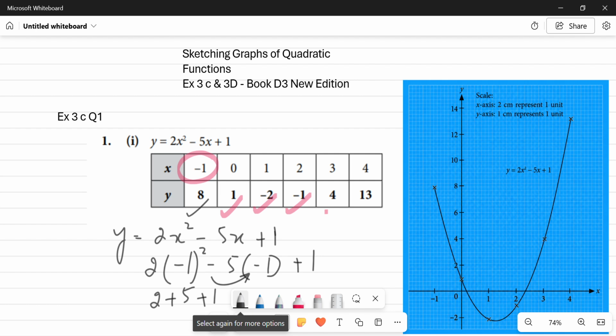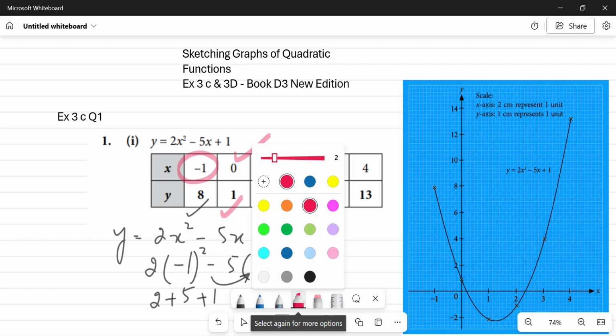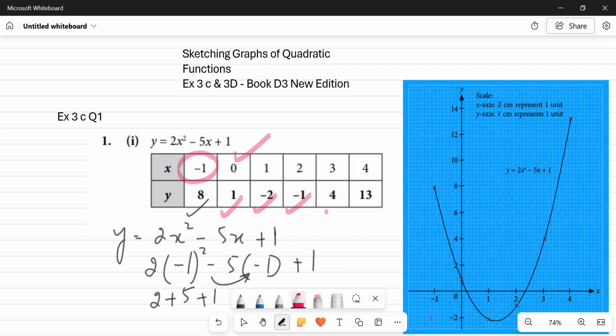Instead of minus 1, you need to substitute 0, right? And then you will get the y value. Once you get x and y, you can see here the diagram. You need to substitute, right? The first one says minus 1 and 8.